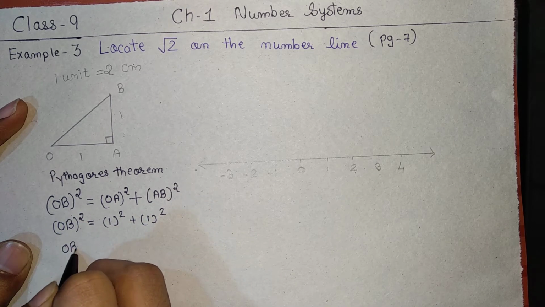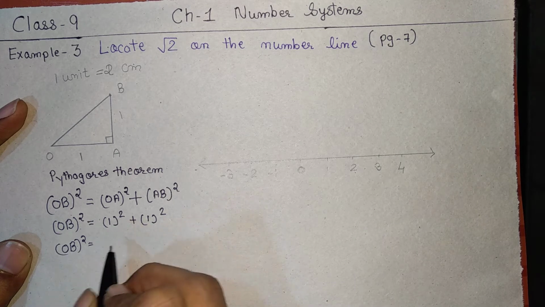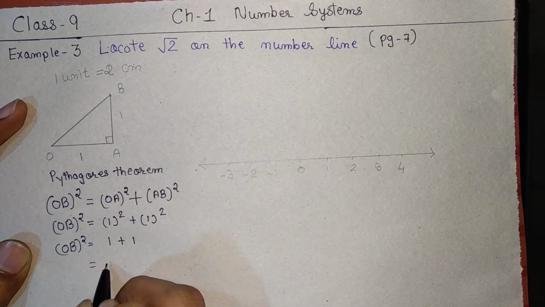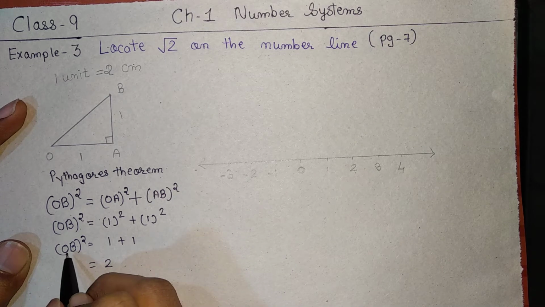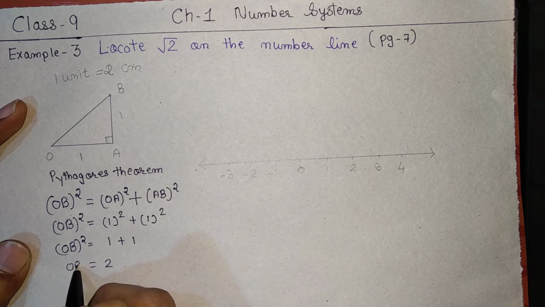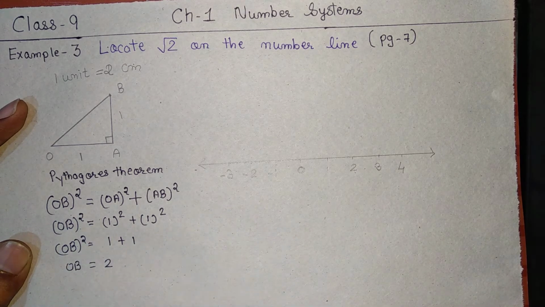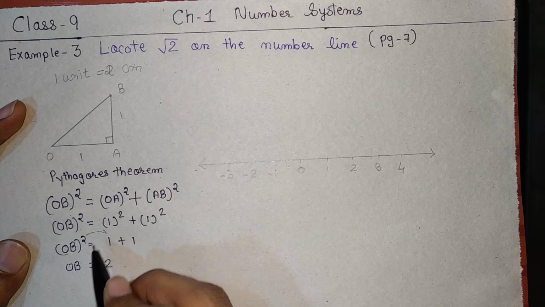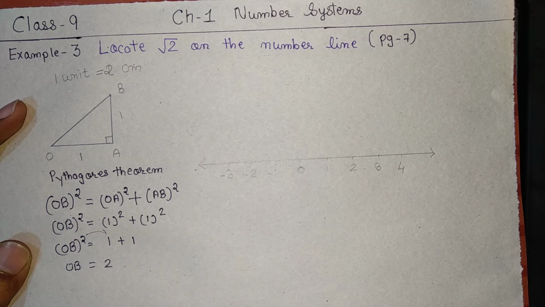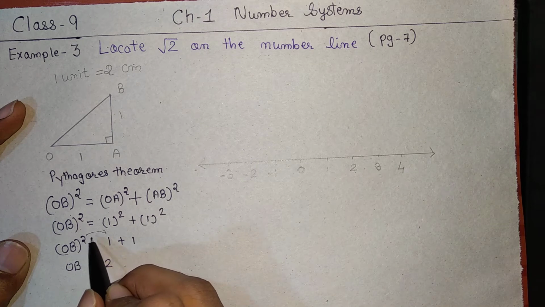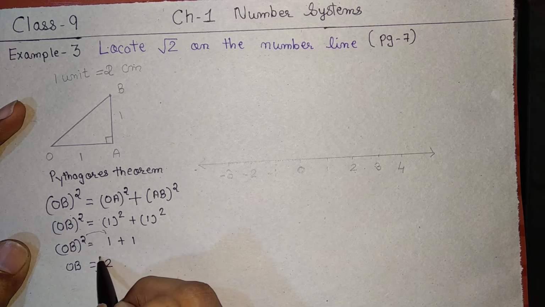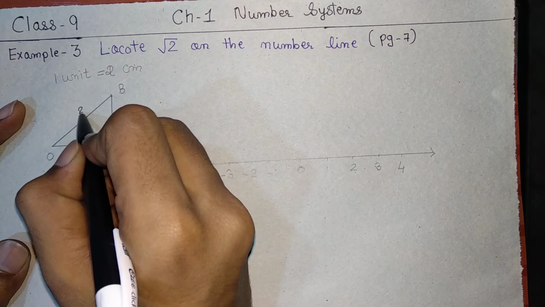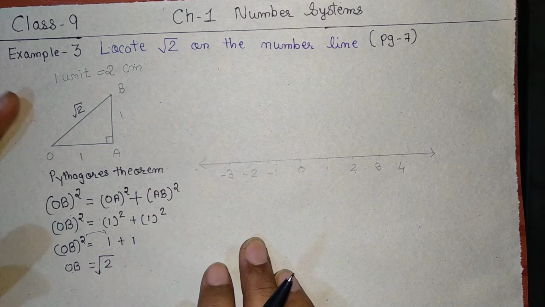OB square is equal to 1 square plus 1 square. 1 square is 1, and again 1 square is 1. As you can see, 1 plus 1 is 2. Now here is OB whole square. If we want to write OB, then the square goes to the other side and becomes a square root. So what is OB? OB is nothing but root 2.